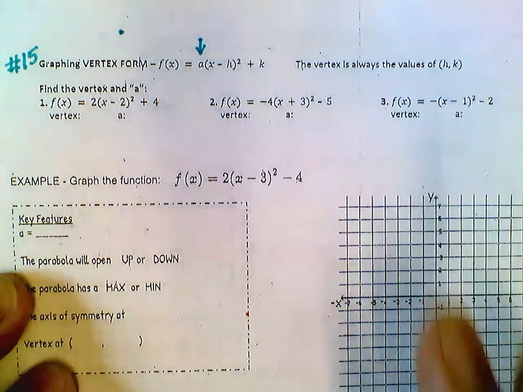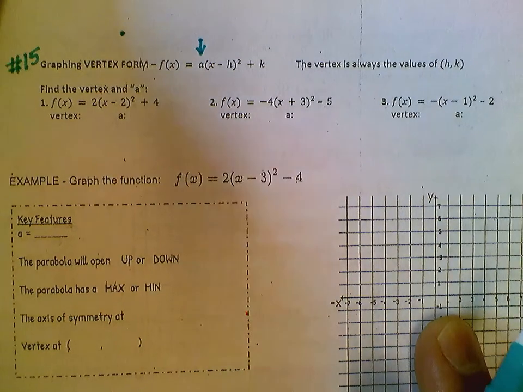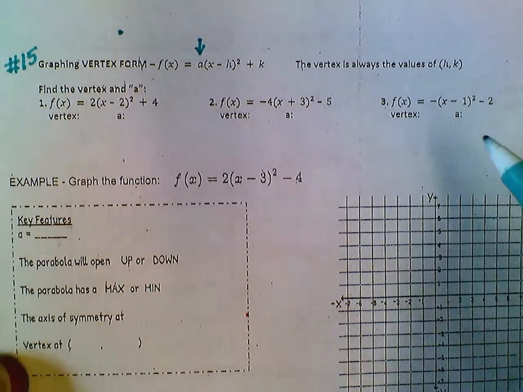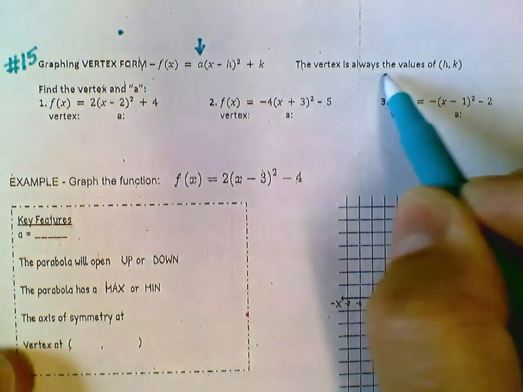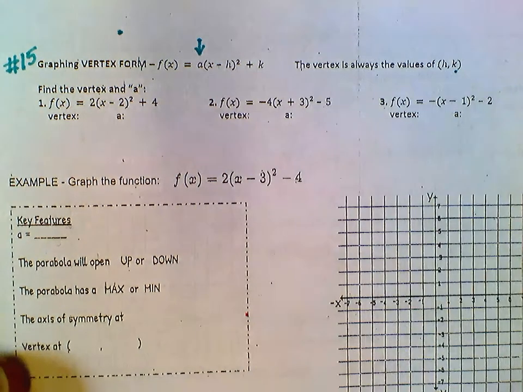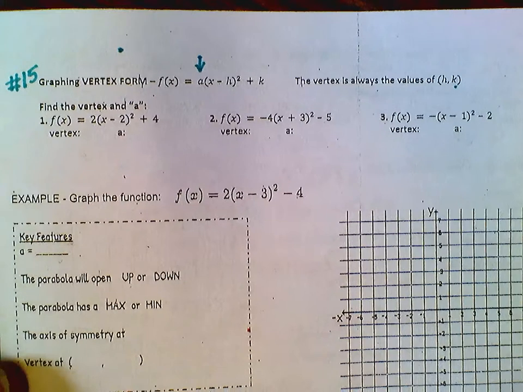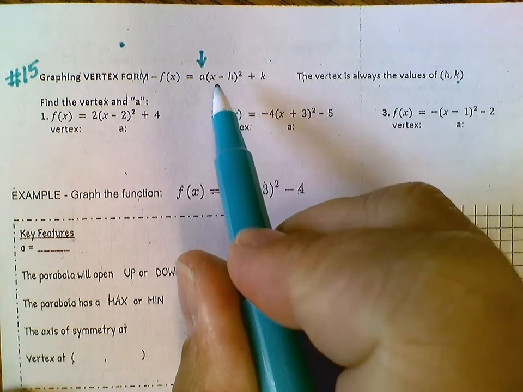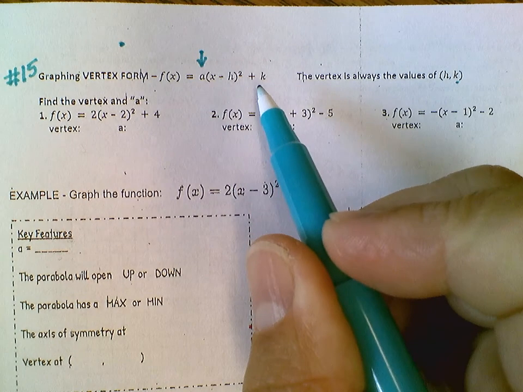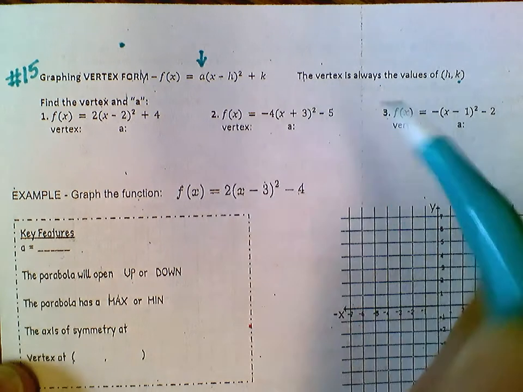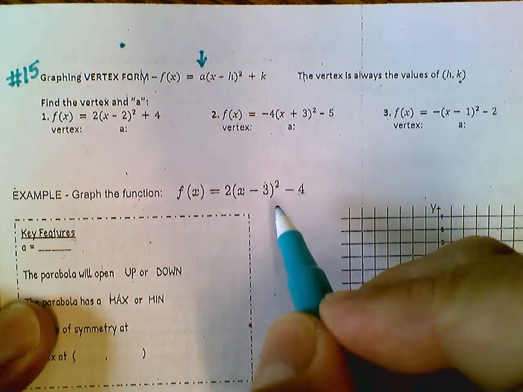So you can easily see what's going to happen to the graph if you remember those. Your vertex is always the values of H and K, not including that negative. Remember how we said if it has a -2, it actually moves to the right 2. So it's kind of opposite when it's with the X value in parentheses or grouping symbols.